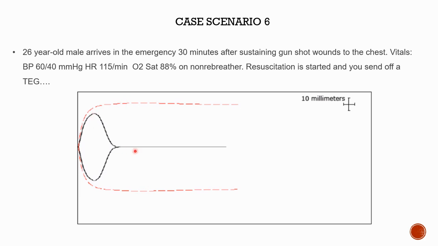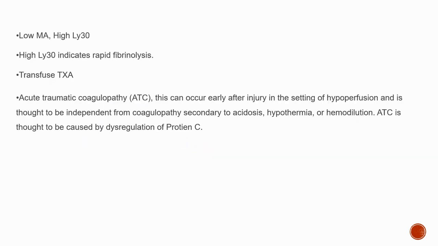So we can see that it is showing hyperfibrinolysis. If we see this patient TEG, we see there is increased fibrinolysis and MA is also reduced. So it indicates rapid fibrinolysis. So we have to administer antifibrinolytic agent, that is tranexamic acid.